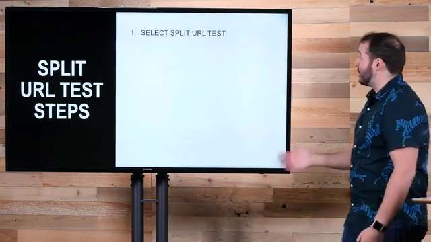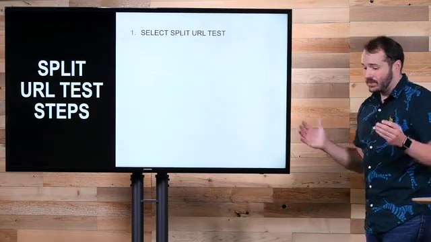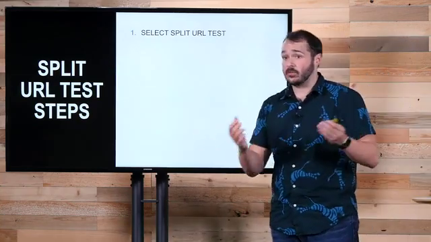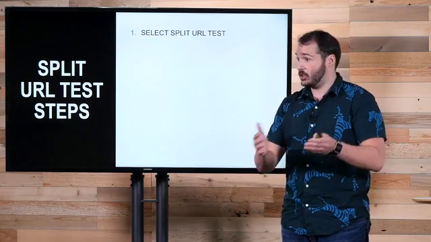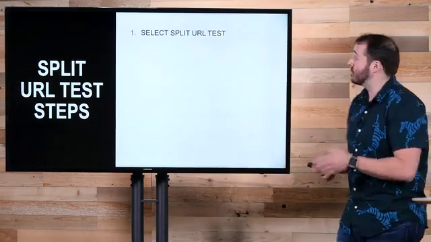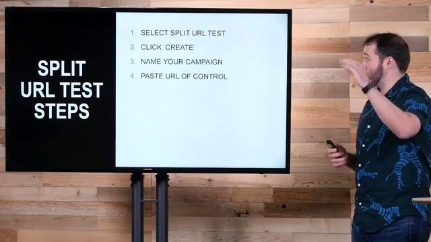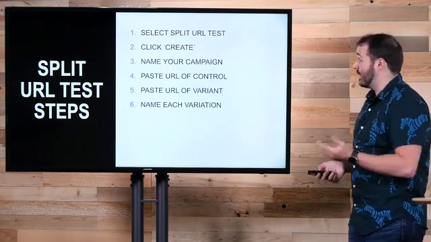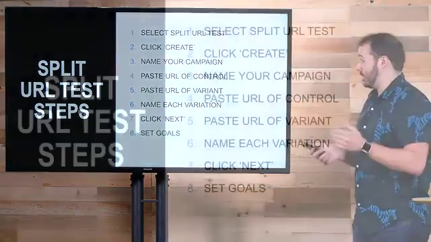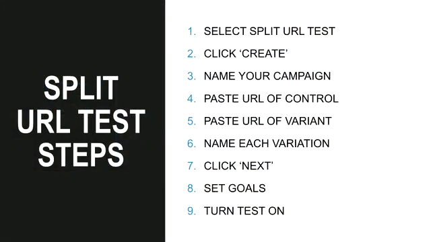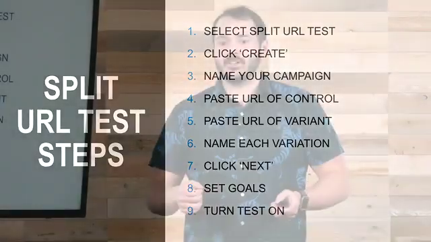All right, so here's how the steps work here. Generally, prior to this, you have the URLs already. You might have to clone a page and then make your changes and do those types of things. But you generally have those, so select split URL test, click create. Name your campaign, paste URL of control, paste URL of variant. Name each variant, again, important. Click next, set goals, turn it on, done. 9 steps. Really, really simple stuff. Setting up a test is not hard. The hard part is making sure you're getting good data and what to do with it.